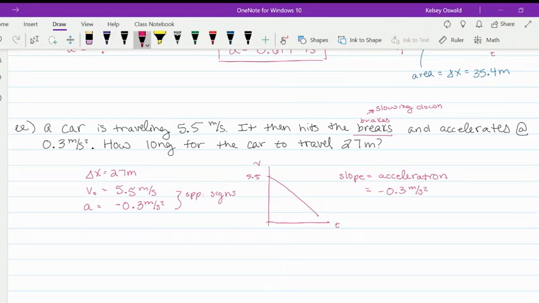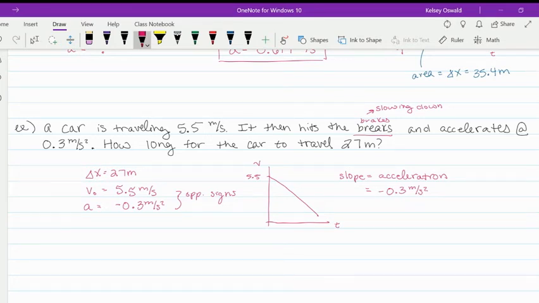Okay. So if our velocity initially started out positive and it's slowing down, those velocities are going to move downward, get closer to 0. So our slope or acceleration is negative. So make sure that when you're slowing down, you pay attention to the sign of your acceleration.